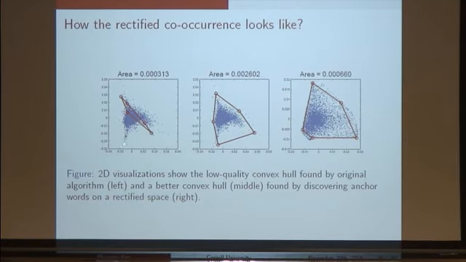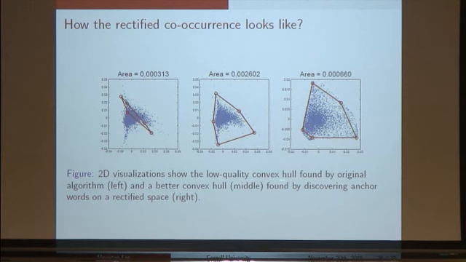I will show the result, so how the rectified co-occurrence looks. This is a two-dimensional visualization of the co-occurrence space, from the original algorithm. By the way, the data set is the NIPS data set, and the goal is to find 5 different anchors of this data set. Each dot corresponds to a word, and this is a word-word co-occurrence space. If I run the original greedy QR with row pivoting, it chooses 5 different vertices like this.